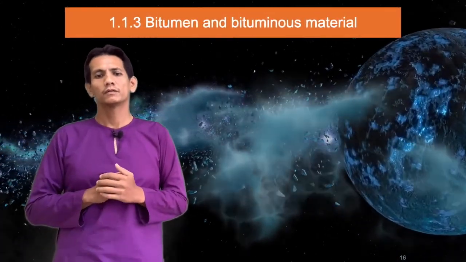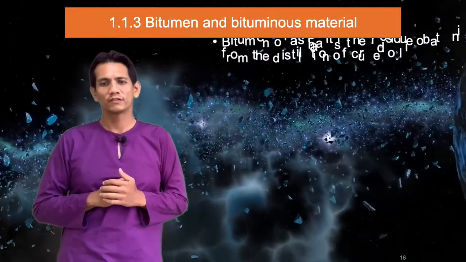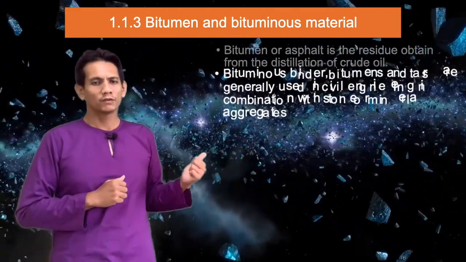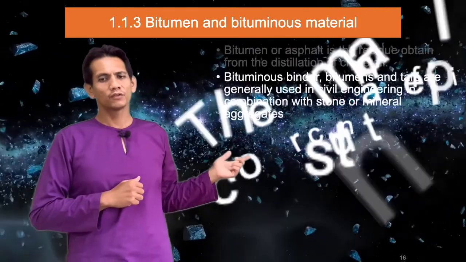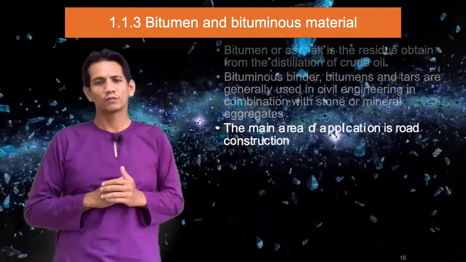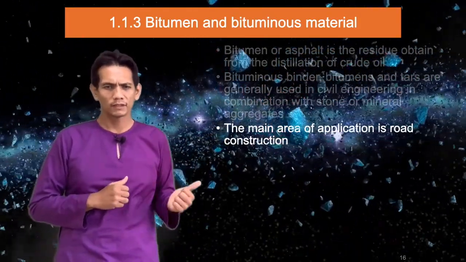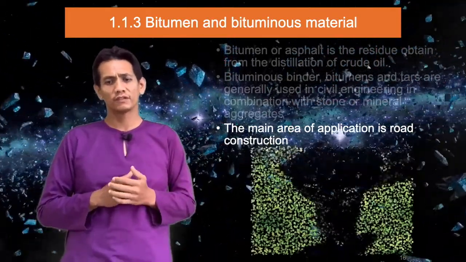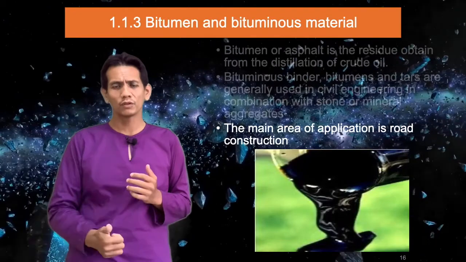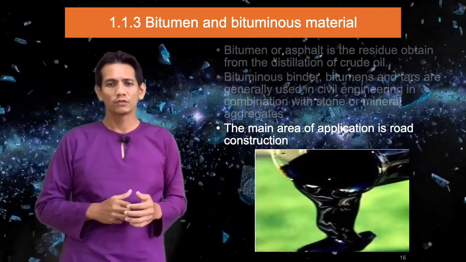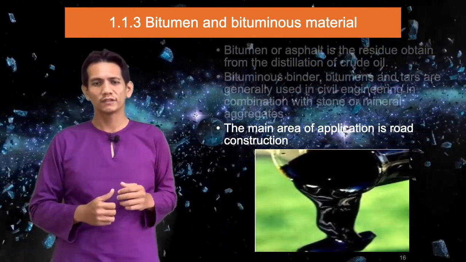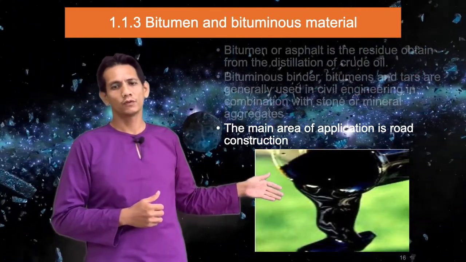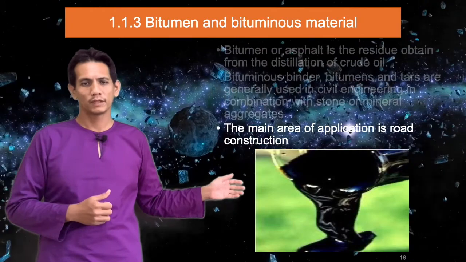Right, so next, bitumen and bituminous material. Bitumen, or asphalt as we call it, is the residue obtained from the distillation of crude oil. Bituminous binder and tar are generally used in civil engineering in combination with stone or mineral aggregates. So the main area of use is road construction. The figure shows bitumen used for roadworks, for example.